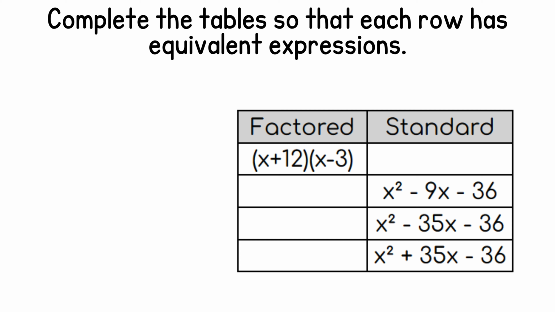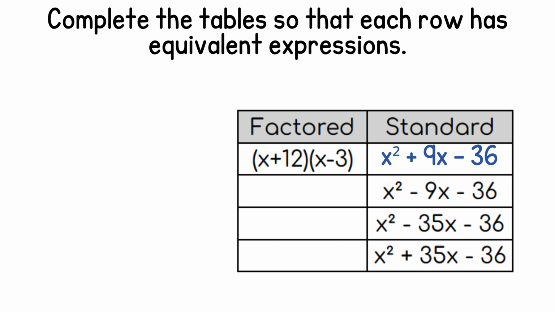Here's our next table. So we'll start with our first expression of (x + 12)(x − 3), and we'll put it in standard form. Our first term will be x², and then our second term we'll find by adding 12 and negative 3, which gives us positive 9x. And then our last term we'll get by multiplying our factors, which gives us negative 36.